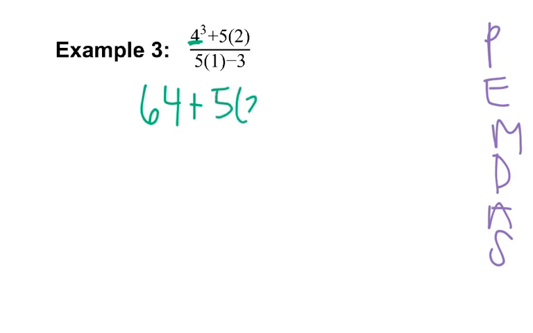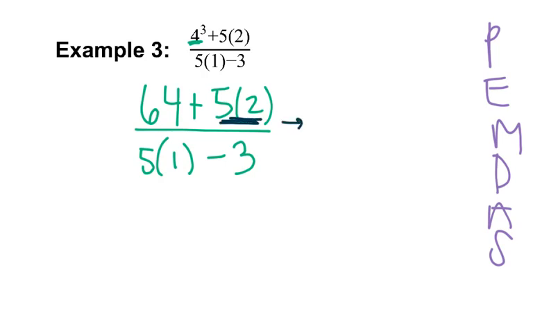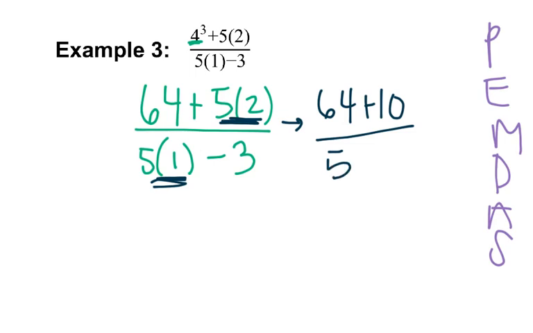plus 5 times 2 over 5 times 1 minus 3. Now we're just going to simplify the top of the fraction and the bottom of the fraction by using our order of operations. So the first thing I need to do on the top here is I need to do 5 times 2. So I get 64 plus 10 over, and then here I want to do 5 times 1 first on the bottom of the fraction, which is just 5 minus 3. Okay?